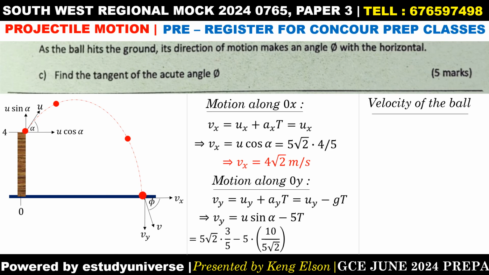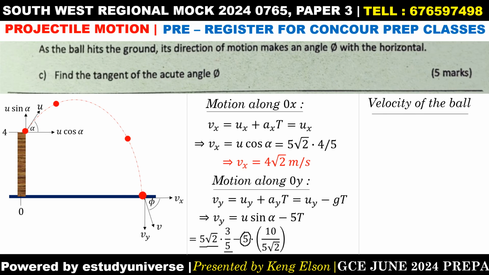Okay, so from here I just have to simplify. Now what is u? U was 5 root 2. What is sine alpha? Sine alpha was 3 divided by 5. Now next thing is, remember that this was supposed to be 10 actually. Okay, this was supposed to be 10.